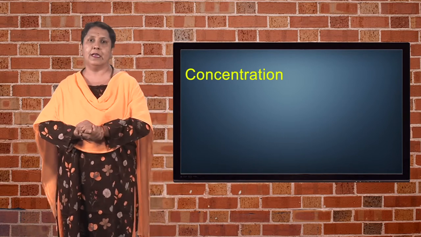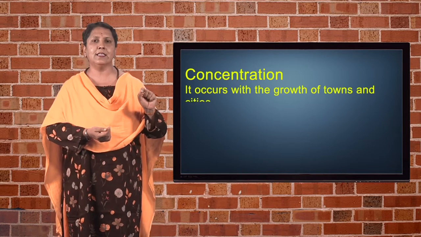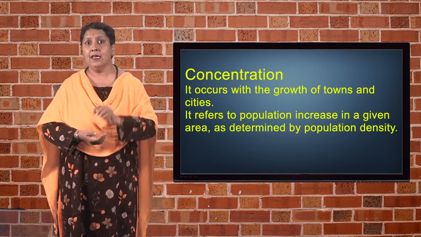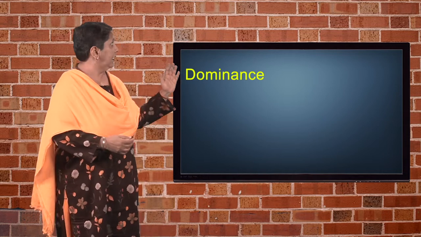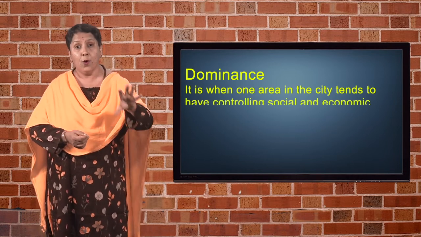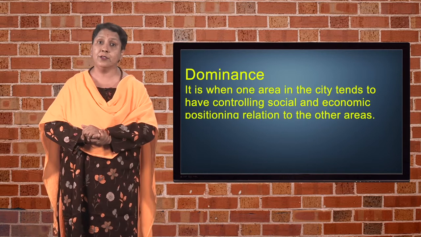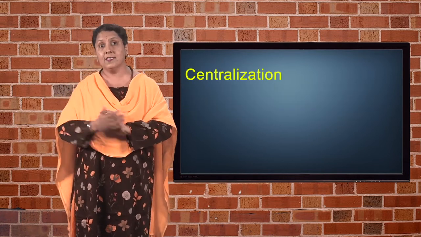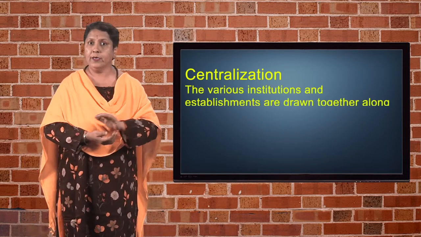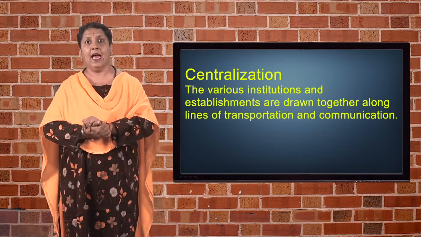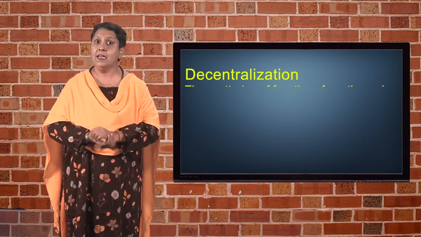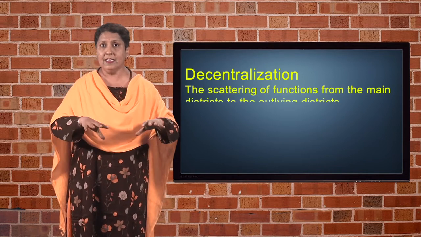Firstly, concentration. It occurs with the growth of towns and cities. Concentration refers to a population increase in a given area as determined by the population density. The second one is dominance. It is when one area in the city tends to have a controlling social and economic position in relation to other areas. Another process is that of centralization. The various institutions and establishments are drawn together along lines of transportation and communication. This is followed by another process, decentralization, which is the scattering of functions from the main districts to the outlying districts.